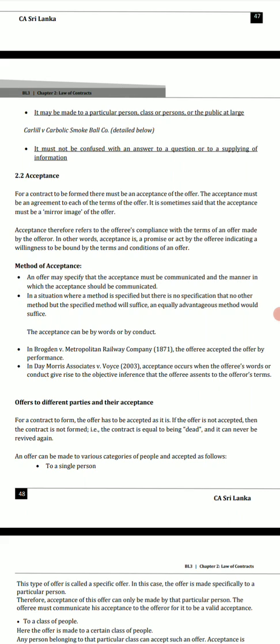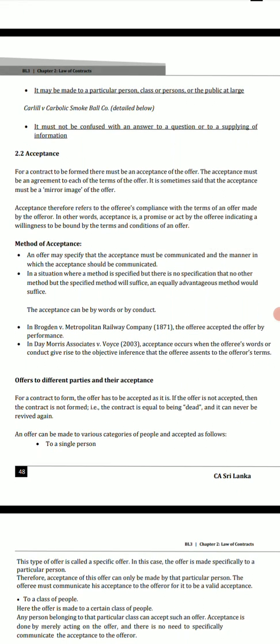And acceptance. For a contract to be formed, there must be acceptance of the offer. The acceptance must be an agreement to each term of the offer. It is sometimes said that the acceptance must be a mirror image of the offer. The simple example: if you give the pen, the other party should accept it, and then a contract has been made. Acceptance therefore refers to compliance with the terms of an offer made by the offerer. In other words, acceptance is a promise or act by the offeree indicating willingness to be bound by the terms and conditions of the offer.